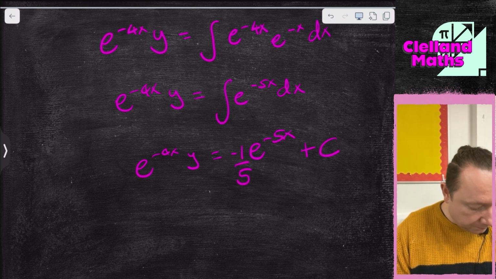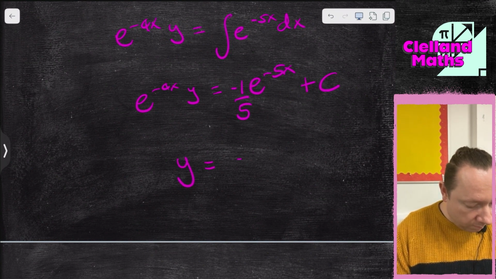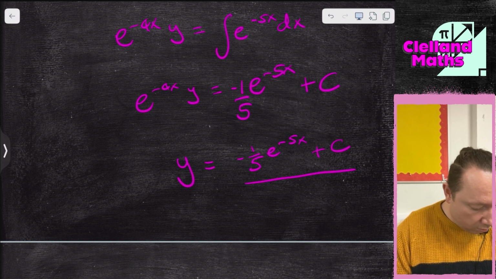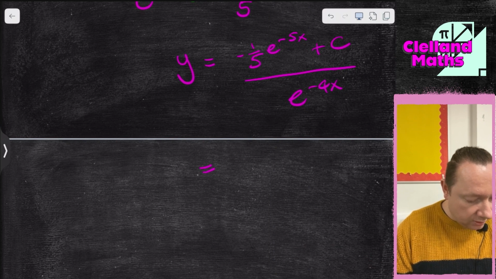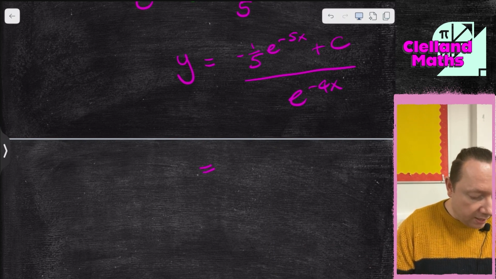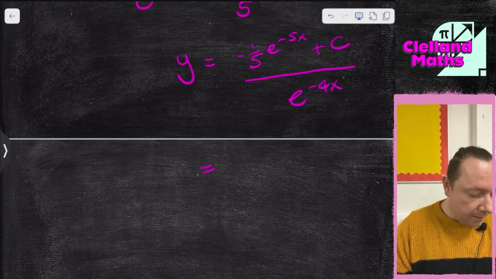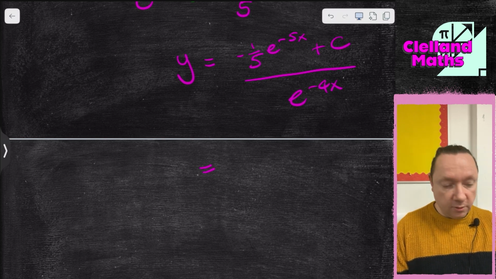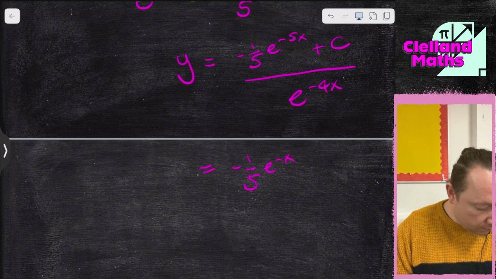plus some c. Now I need to make y the subject. So y equals minus a fifth e to the minus 5x plus c all over e to the minus 4x. Let's just separate that out into a nicer fraction then. So we've got e to the minus 5x divided by e to the minus 4x. Laws of indices say that you take away. So minus 5x minus 4x is plus 4x, so that's e to the minus x. So you get minus a fifth e to the minus x plus c over e to the minus 4x.